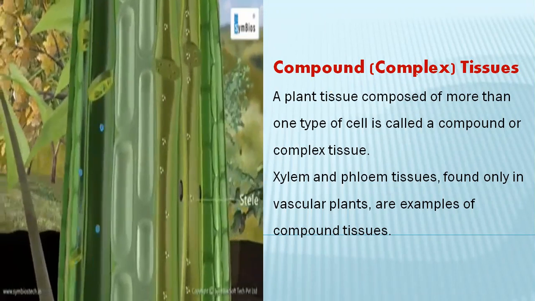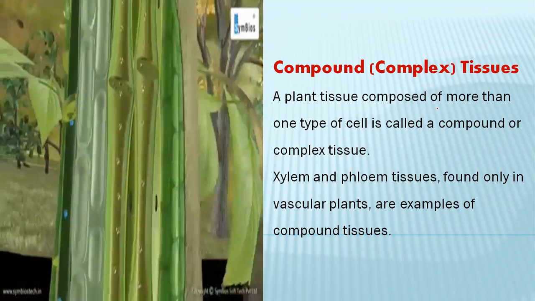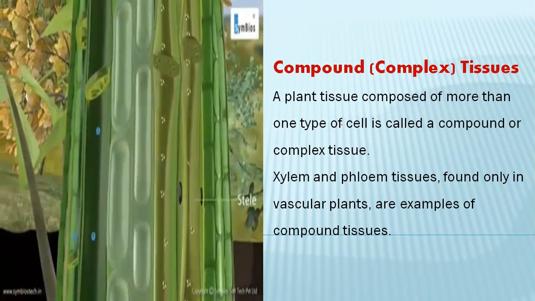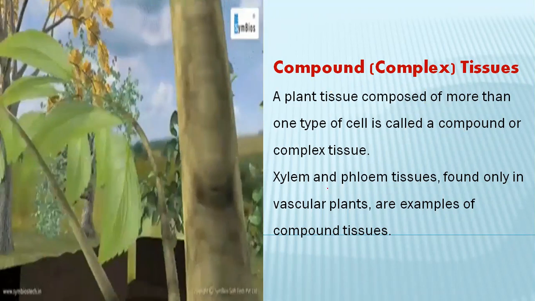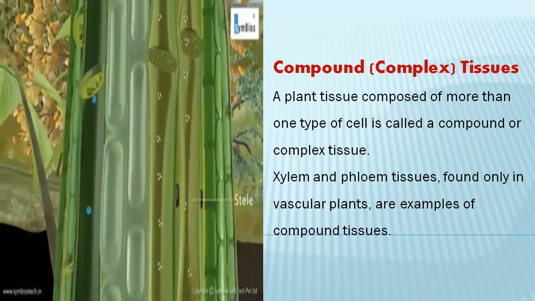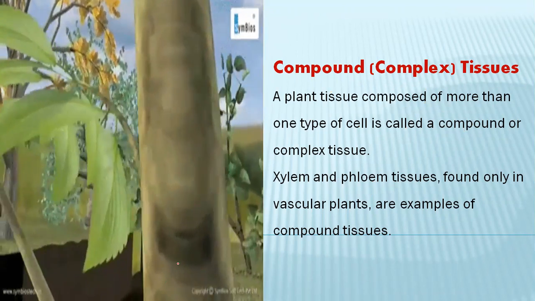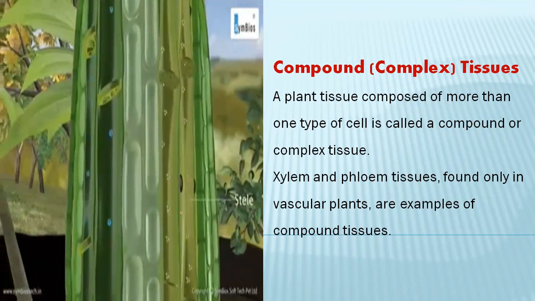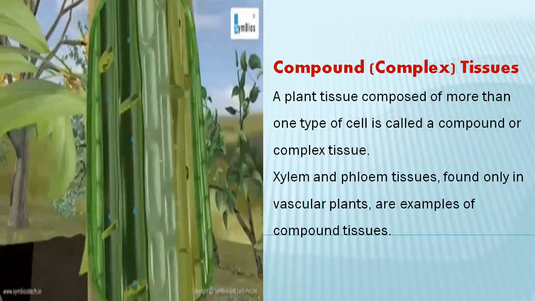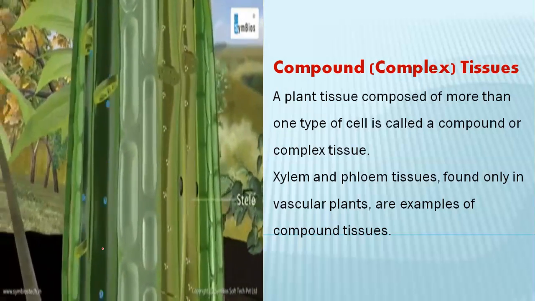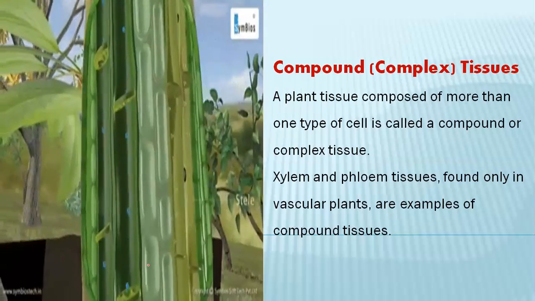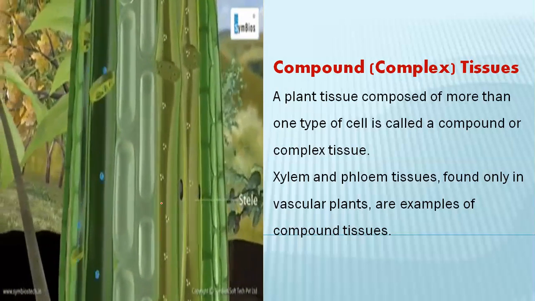Okay, so in compound or complex tissues, it means that the tissue is not having one type of cell, but it is having more than one type of cells. So in that we can see xylem and phloem tissues. So here is a stele. It means the core or center of the stem, which is having xylem and phloem. So this is xylem, which conducts water because it is from down to up. And here is phloem, from down to up and up to down because food travels all the way in the plant.